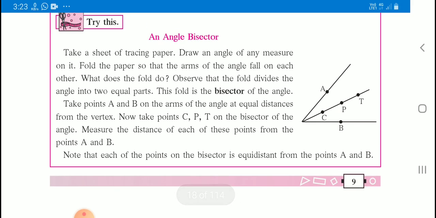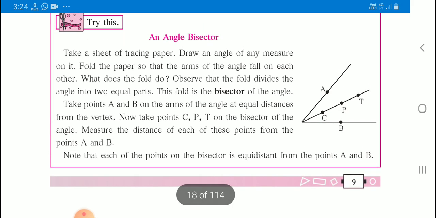Note that each of the points on the bisector is equidistant from the points A and B. So, these points are equidistant from A and B. Means which points? The point C, point P and point T. They are equidistant from points A and B. So, the line segment which contains the point C, P, T is known as the bisector of that particular angle.